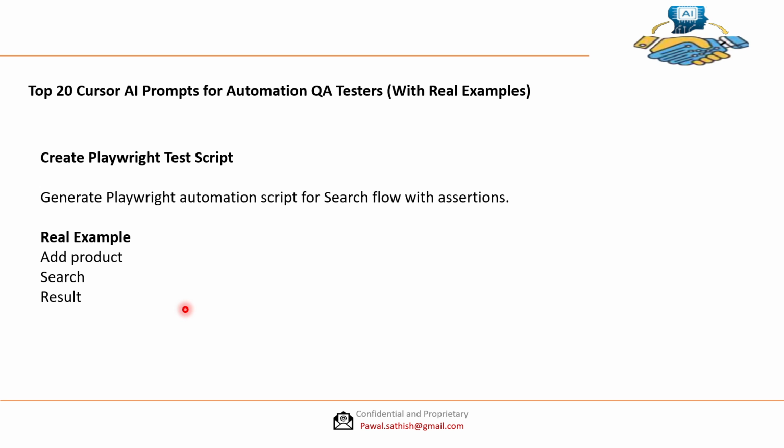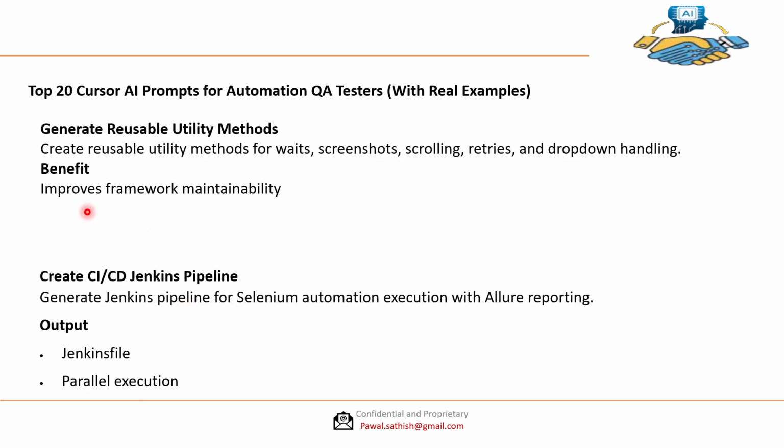Next, we can also use Cursor AI to create reusable utility methods. In our framework we mostly use waits, screenshots, or retry mechanisms. We'll simply give the prompt: create reusable utility methods for wait, screenshot, scrolling, retry, and drop-down handling. Definitely it improves the framework maintainability.